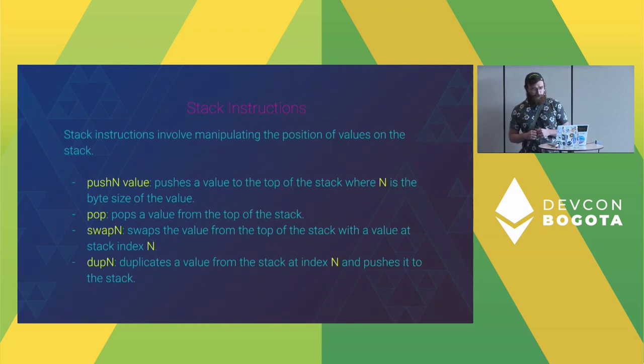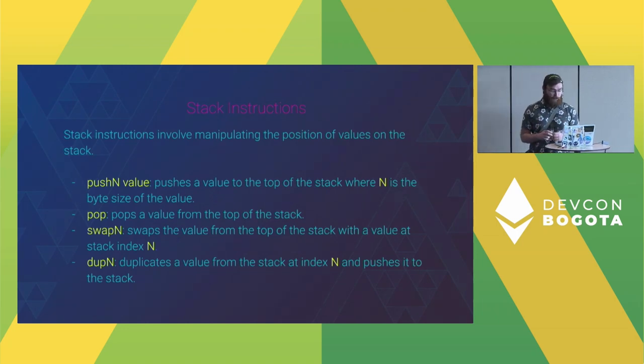First we have stack instructions. Stack instructions involve manipulating the position of a value or values on the stack. PUSH n basically pushes a value to the top of the stack, where n is the byte size of that value. POP will pop a value off the top of the stack. SWAP n will swap a value on the stack with another. And DUP n will duplicate a value based on the index.